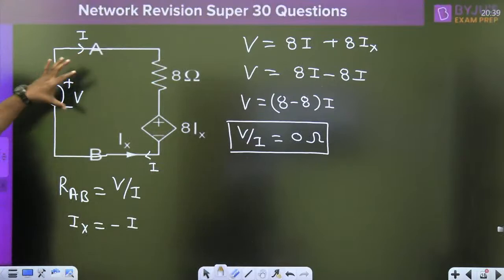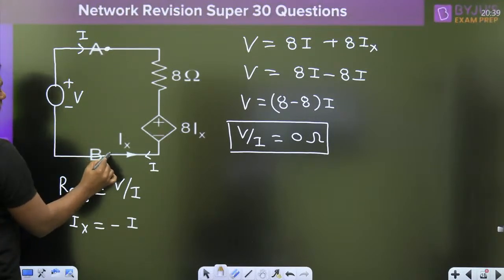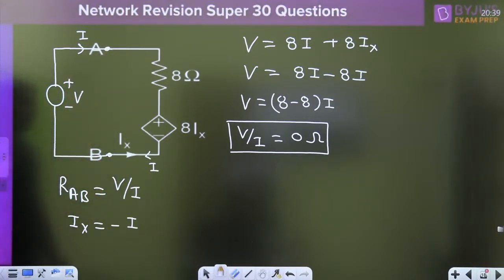This is the condition. Write down the equation. V by I is nothing but the voltage across terminal A and B. Find the resistance across A and B.